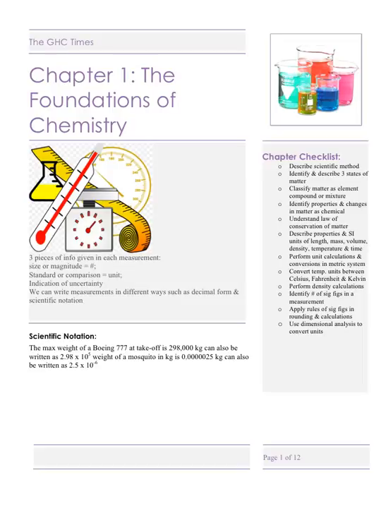All measurements contain three important pieces of information: the size or magnitude, i.e. the number, the standard or comparison, which is the unit, and an indication of uncertainty. All three pieces are critical for any measurement. But let's start with the size or magnitude, i.e. the number portion of your measurement.